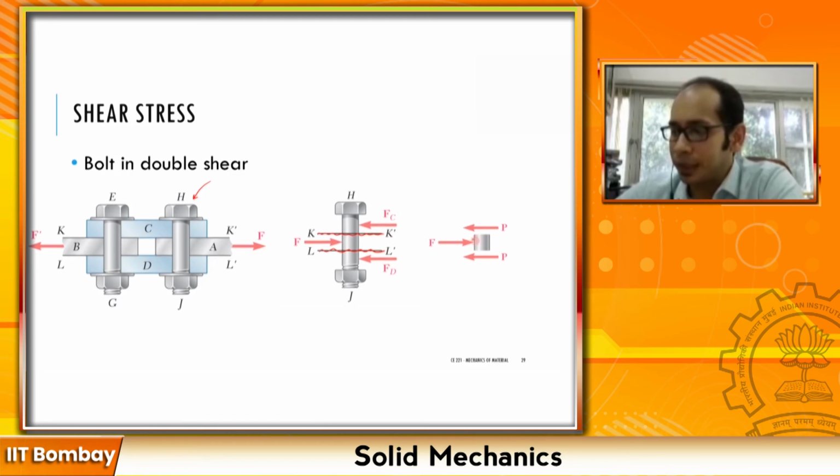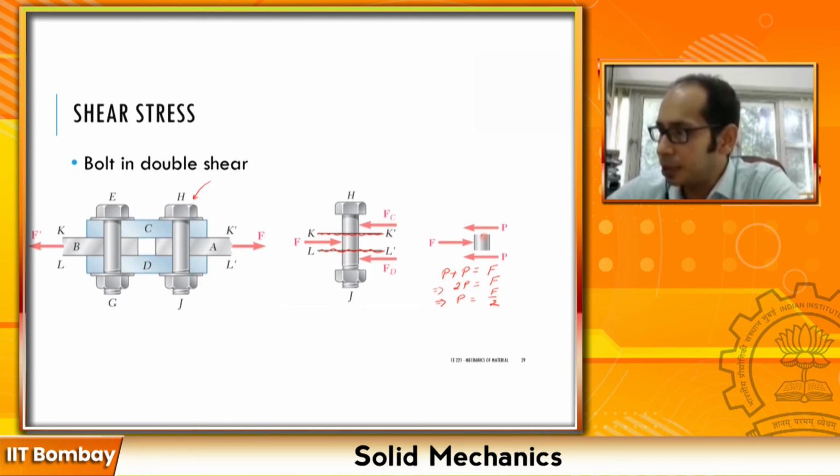Now from this small chunk, can you write the equilibrium for that one? Yes, you can. How does the equilibrium look? You have P plus P must equal F, right? Or 2P equals F, or P equals F over 2, right?